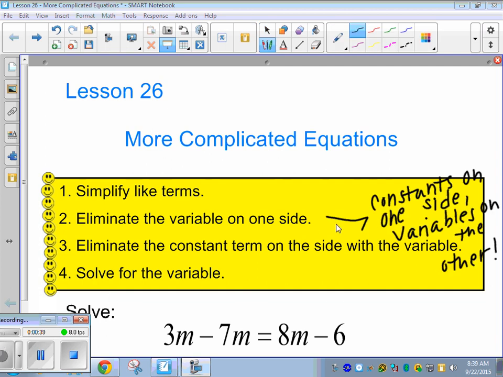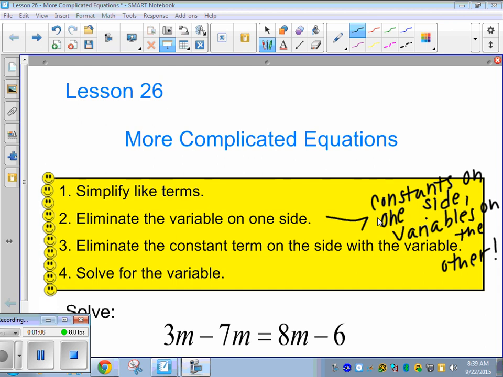I just put a little note on here. You guys can feel free to put this note on yours as well. So step 2 and 3, the second step tells us to eliminate the variable on one side. Third step says to eliminate the constant term on the side with the variable. So what those steps mean together is basically we want all of our constants on one side, which is just like our regular numbers. And then on the other side, we want our variables. So if we were doing a problem with x's in it, we would want all of our x's on one side and all of our numbers on the other side.